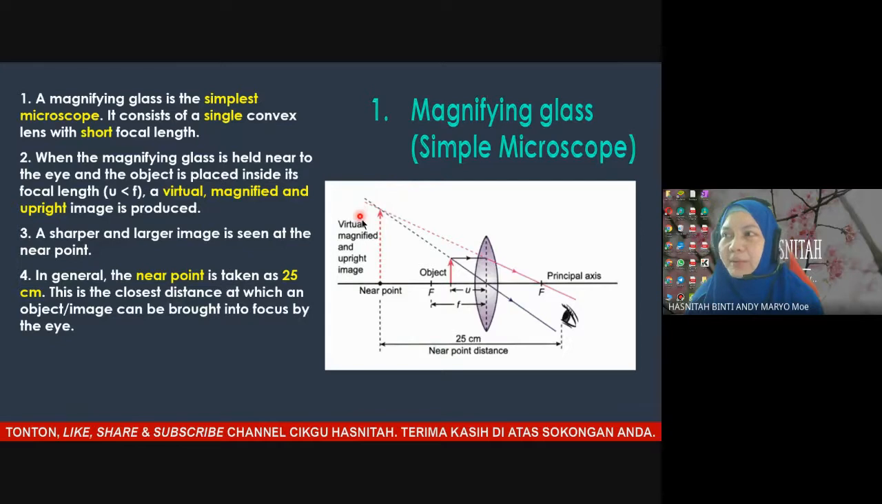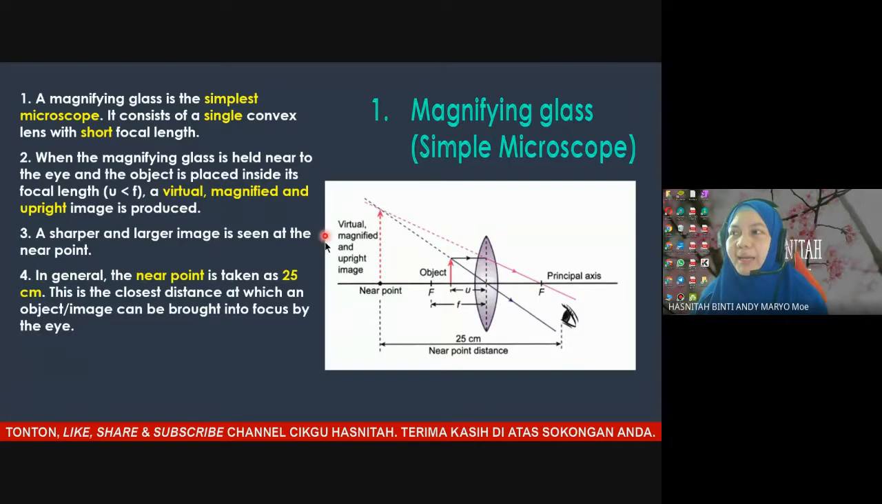When you want to know the position of the image, which rule do we apply? We can apply rule number 1: we draw a line from the object to the optical center, and it will refract back along the same path. The black line follows rule number 1. This one follows rule number 2: a straight line parallel to the principal axis will converge to the focal point. The intersecting point of these 2 lines is where the image is formed.